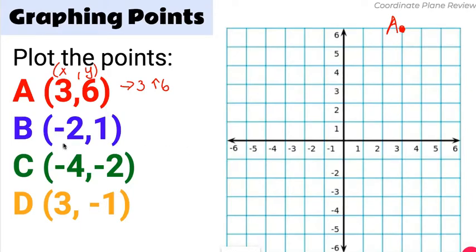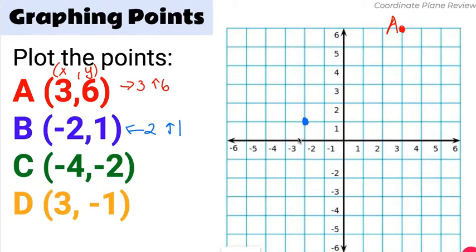Okay, next up is B. So for B, I'm going to start at the origin. And from the origin, because I have -2 as my X coordinate, it's a negative, which means I'm going to go to the left 2 places, because that's a negative direction. My Y coordinate is 1, so I would go up 1. So I start at the origin, I move to the left 2, up 1, and plot my point.